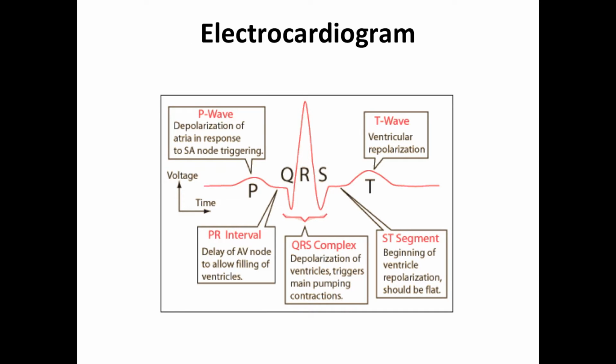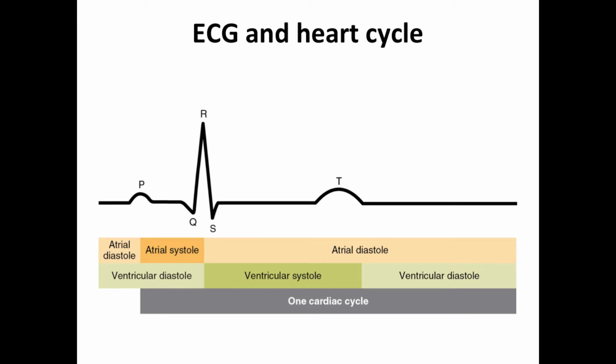ECG tracking during echocardiography serves mainly the purpose of recording heart rate and allowing for the identification of two main phases of the heart cycle, systole and diastole. The three main ECG waves we are interested in are the P wave, which corresponds to atrial depolarization, the QRS complex, which corresponds to ventricular depolarization, and the T wave, which corresponds to ventricular repolarization.